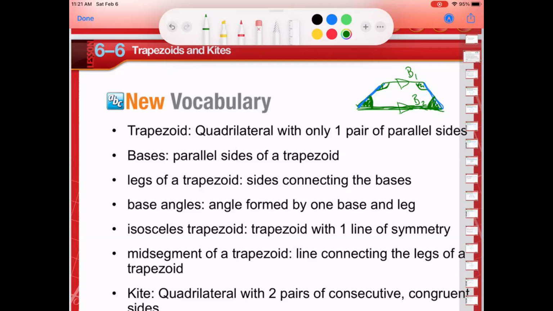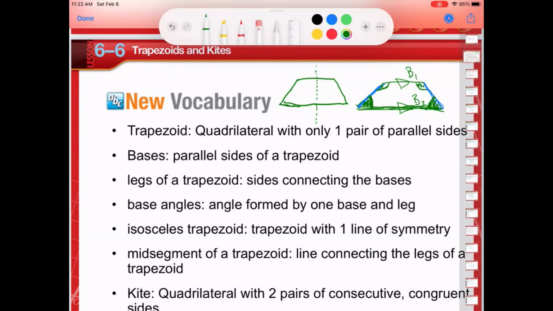An isosceles trapezoid has one line of symmetry. Line of symmetry is something we haven't really talked about yet, but essentially, it's a line that you could fold a shape on, and it would be the same on both sides. So an isosceles trapezoid would have a line of symmetry cut right down the middle because you could fold it in half like a piece of paper and it would match up perfectly. And that would be the only type of trapezoid that would have a line of symmetry.